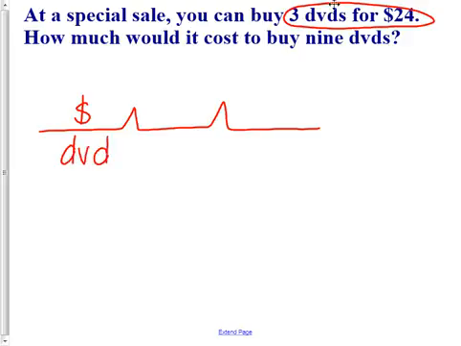And it doesn't necessarily matter which one you put on top, but we have talked about when we do comparisons with rates, generally you put money on top if there's money, and if not, you put the bigger number on top. So $24, and for $24 we can get 3 DVDs. So remember, this middle section shows the relationship we know. $24 for 3 DVDs. The question is, how much would it cost to buy 9 DVDs?